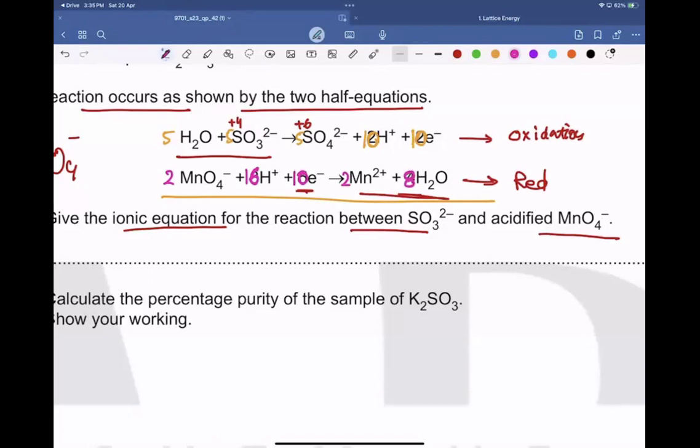Now I have to add them, but before adding, I have to cancel out the same things which are on opposite sides of the equation. Because we have to make the number of electrons equal. Multiplying the first equation by 5 and the second equation by 2 makes the number of electrons equal in both equations, with 10 electrons each. That's why we did it. Yes, Abdullah, is this clear?